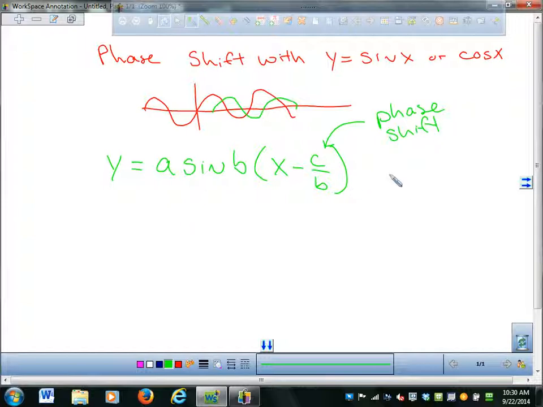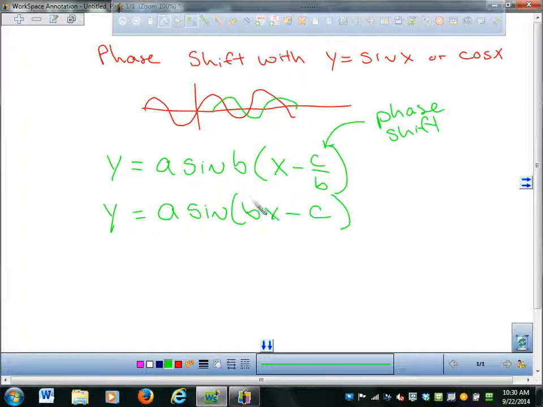And the reason it's c over b and not just c is because of this b in here. See, because it's easier to put this in. This is equivalent to saying y equals a sine of bx minus c. What happens when I multiply c over b by b? The b's cancel out, and I get this c over here. You see that? So this and this are equivalent expressions. It's easier to put it in this form in your calculator, and that's the form that the book uses.